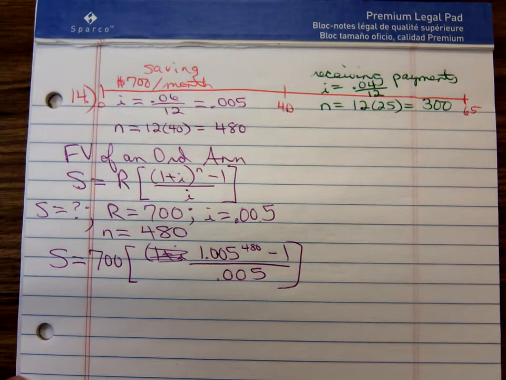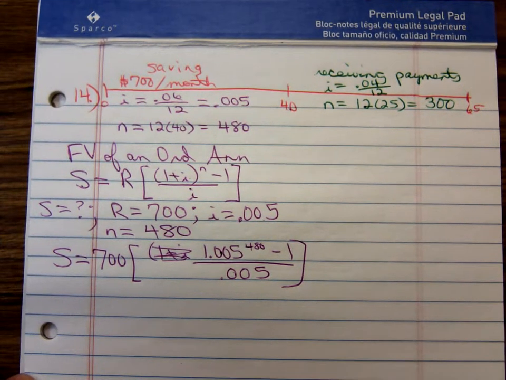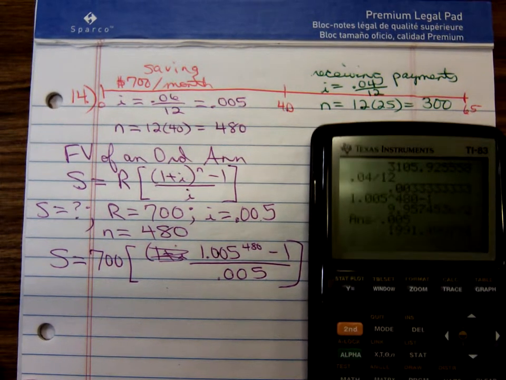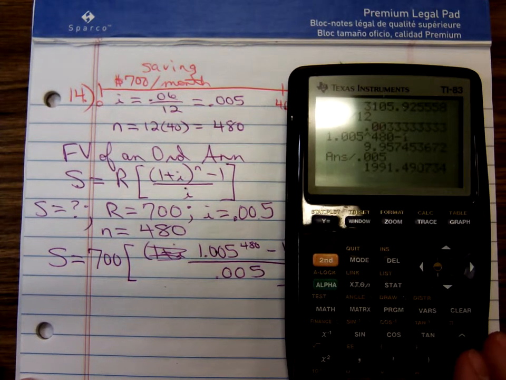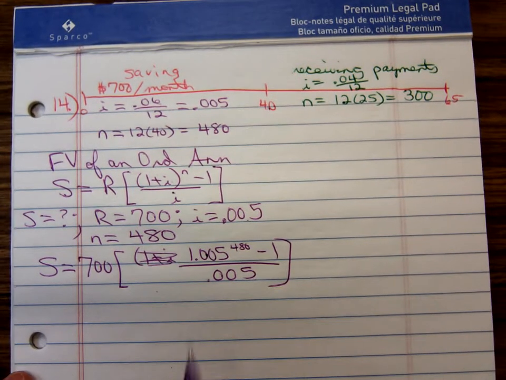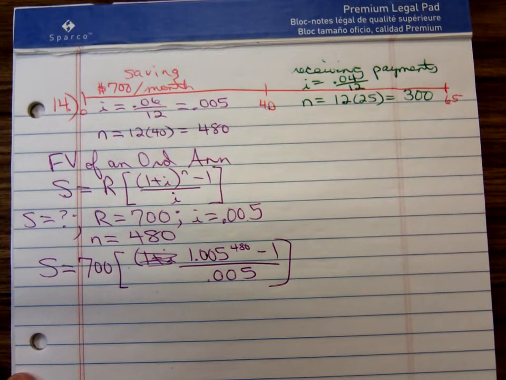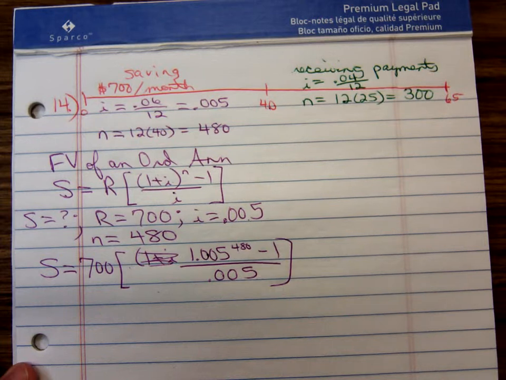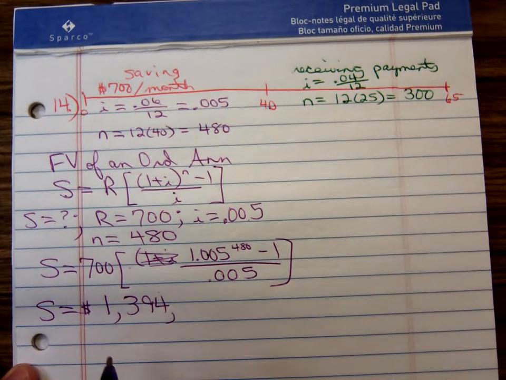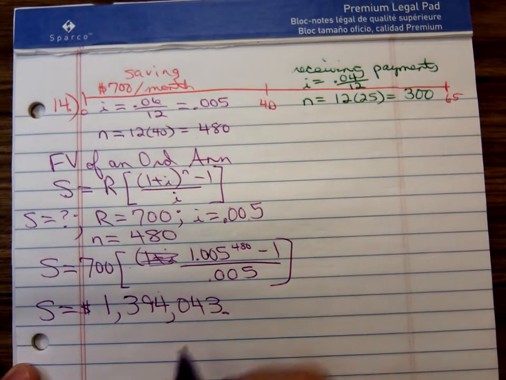And punching in the bracket amount. Sorry, I forgot to silence my phone. That bracket amount, when you punch it into your calculator, you can't see this amount here, can you? It's 191,490,734, well, whatever that is. Punch that in, then multiply it by 700. So look at the amount of money she's going to have in that account. In 40 years' time, she'll have $1,394,043.51.